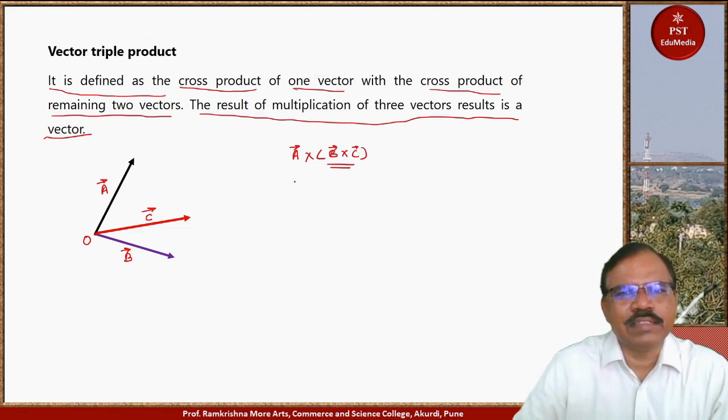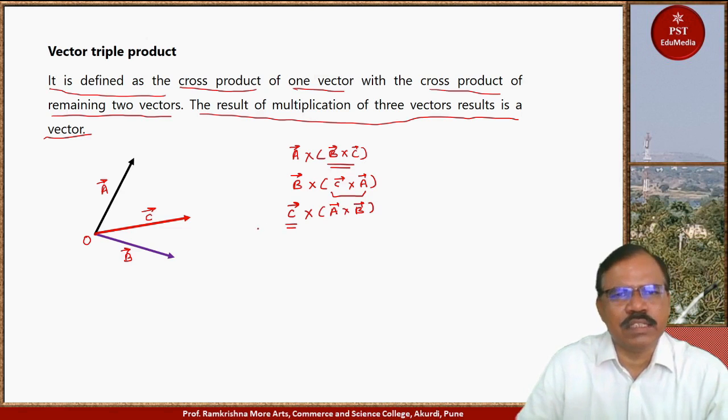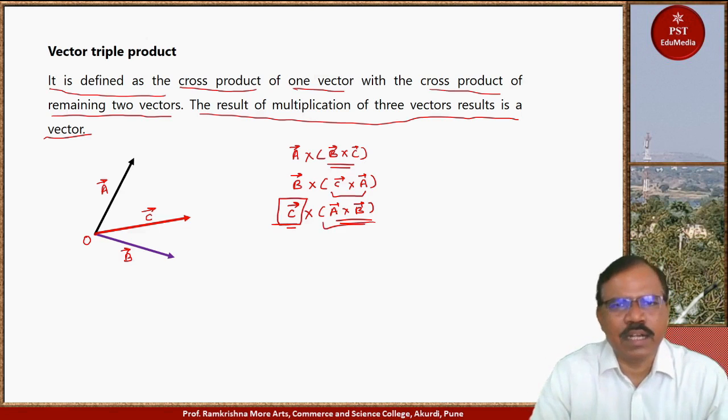Now you can take it like this also. You can take B as the first vector, and then the cross product of B with C cross A. These are the remaining two vectors now. You can also take C cross A cross B. So out of these three vectors you can select the first vector A, B or C, and for the remaining two vectors we first take their cross product, and then take the cross product of the first vector with this cross product. This is called vector triple product.